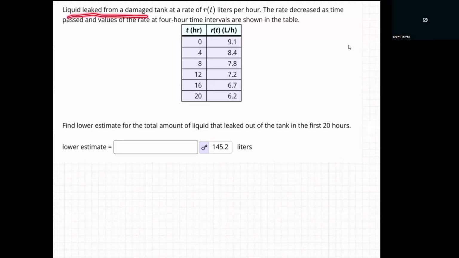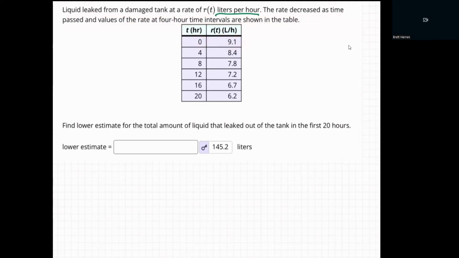Liquid leaked from a damaged tank at a rate of R of T liters per hour. The rate decreased as time passed, and values of the rate at 4-hour time intervals are shown in the table. So at the start, 0 hours, it was leaking out at 9.1 liters per hour. It says liters per hour.